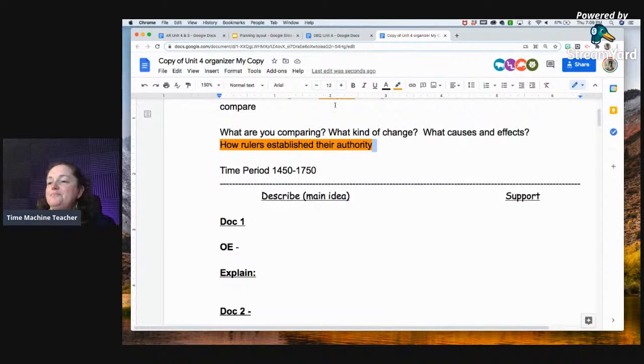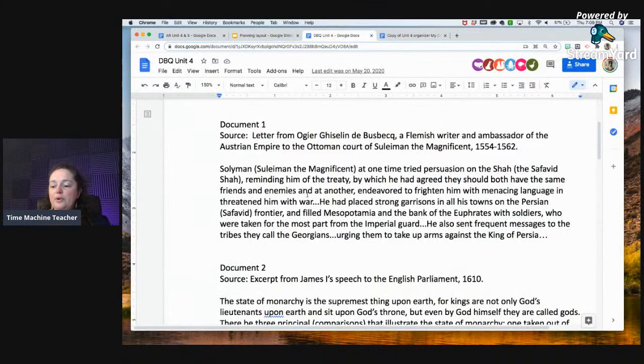As you're going through the documents, what I want you to look for is what am I going to use to describe this? Like, what's the main idea of the document? What can I pull from this document that's going to prove how the rulers establish authority? And am I going to HIPPO this? Do I have enough information to do audience, point of view, purpose, whatever? Those are the questions you're asking yourself, okay?